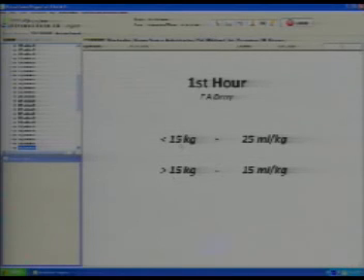So in the first hour, you give 15 ml per kilo for more than 15 kilo, or 25 ml per kilo for less than 15 kilo. This will take care of all the fluid requirements, all the deficits. In fact, this is slightly conservative. You have to titrate in every patient's requirement differently.